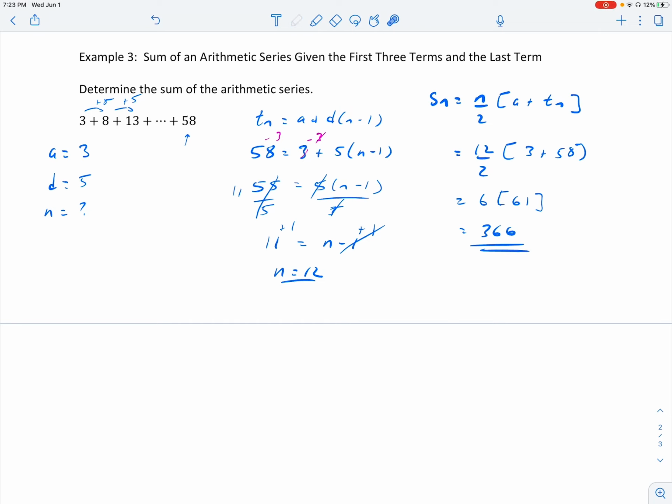So my final answer would be S12 here, right? That's the sum for the 12 terms in the sequence.